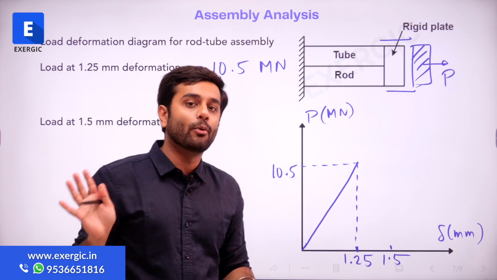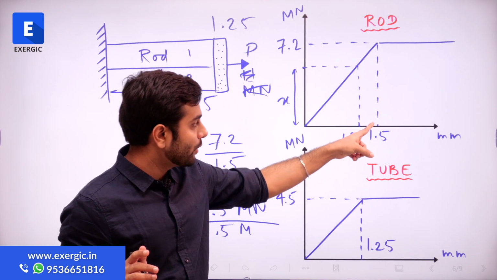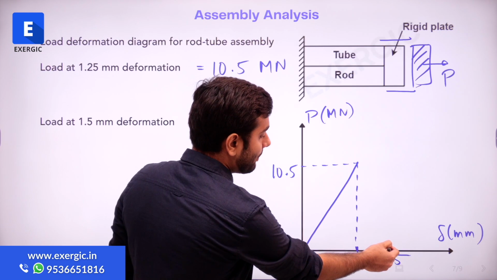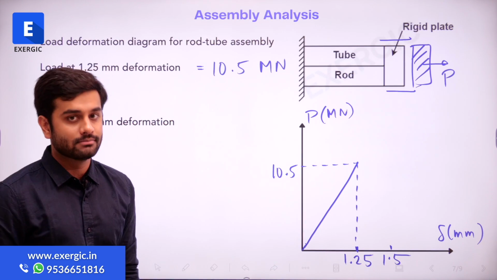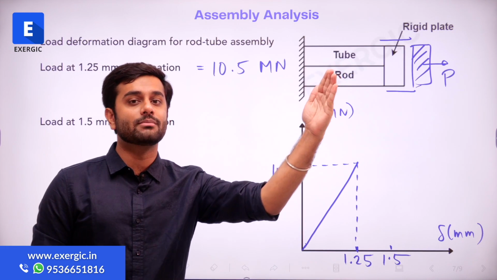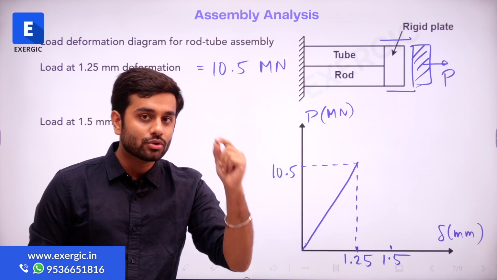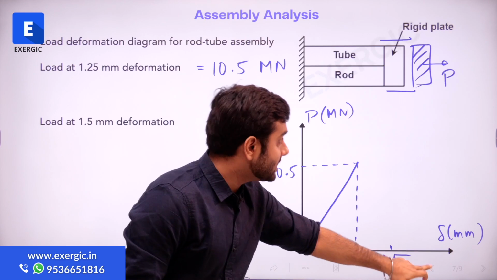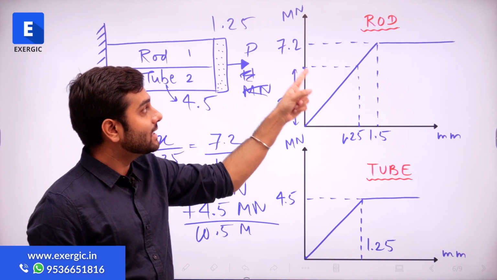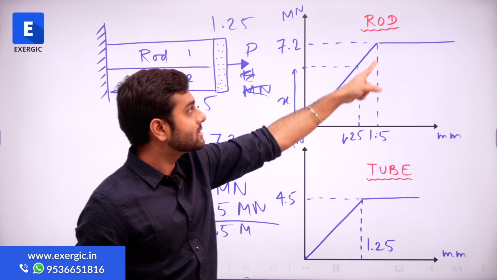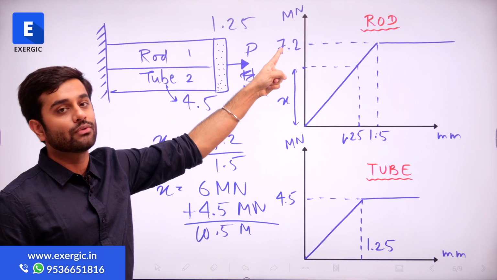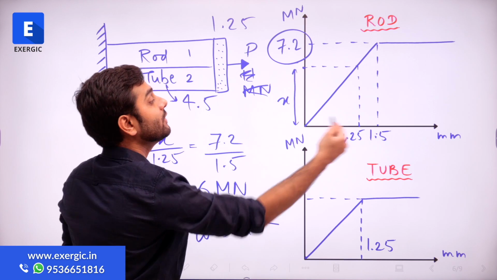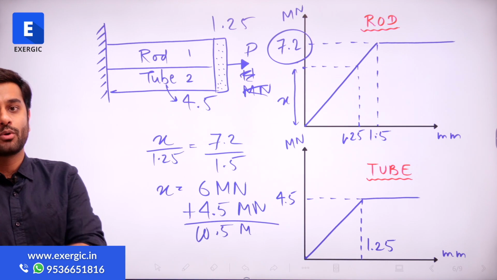What is the next checkpoint? The next checkpoint is 1.5 mm, right? Let us analyze things at 1.5 mm. Because they are deforming with the same value, both of them will reach the 1.5 mm deformation at the same time. This rod, when it has reached 1.5 mm, has reached the yield point where the value of load that it can resist is 7.2. So for 1.5 mm of deformation, it is resisting 7.2 mega Newton.